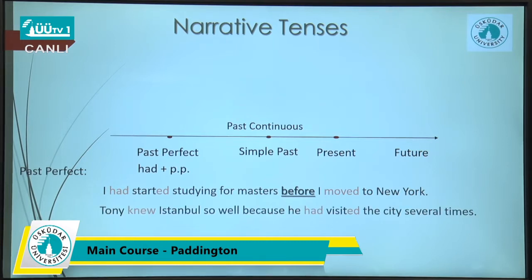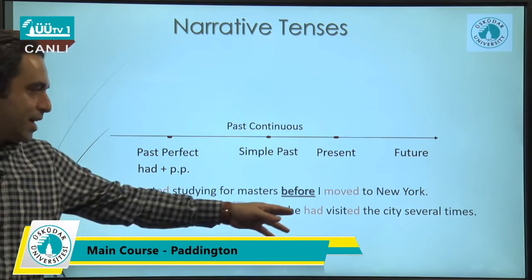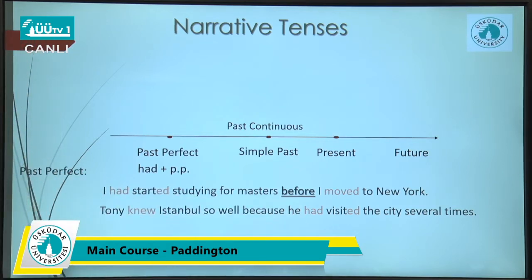Tony knew Istanbul so well because he had visited the city several times. As you can see here, Tony had experienced visiting Istanbul before, so that was the first action, and that's why he already knew Istanbul in detail.